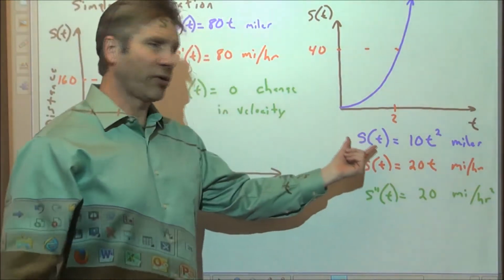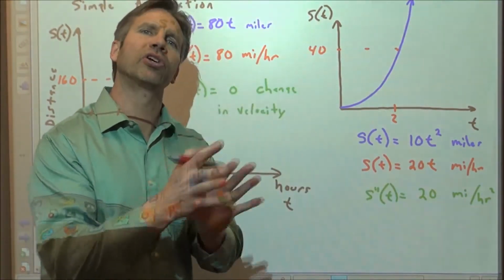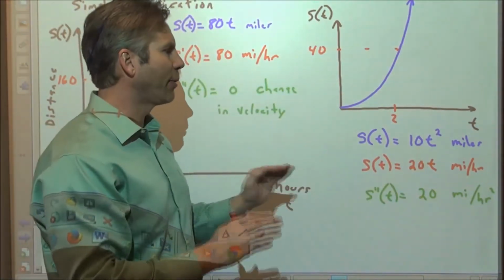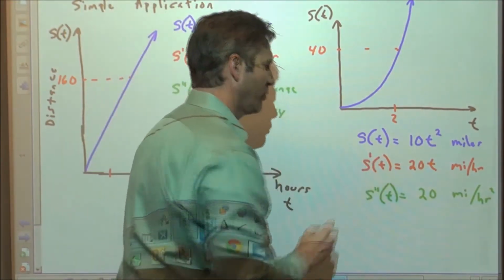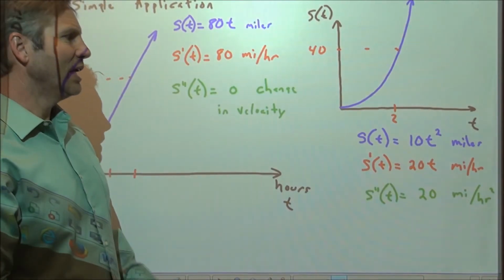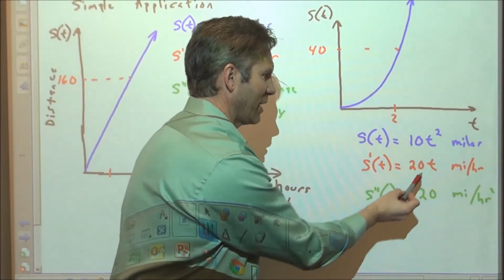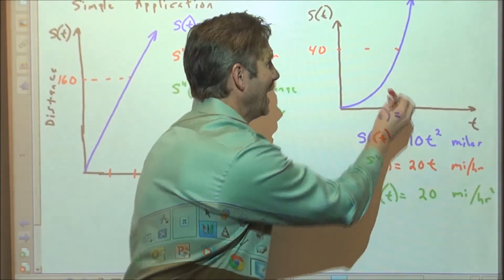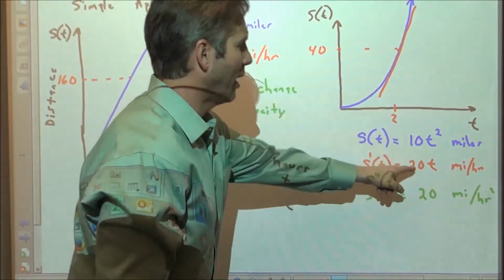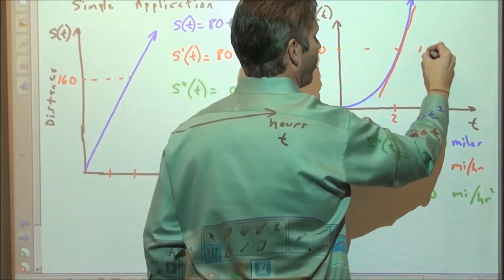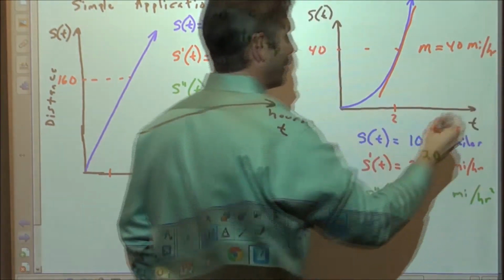So the first derivative will say, how far did we travel? I'm sorry, I said that wrong. The original function will tell us how far we traveled, distance. Now, the derivative of that function, the first derivative, is the velocity. So at the 2-hour mark, this is a formula for how fast we're traveling. We take 2 times 20, and at that moment in time, the tangent line has a slope of 40. 20 times 2 is a slope of 40, which means we're traveling 40 miles per hour.